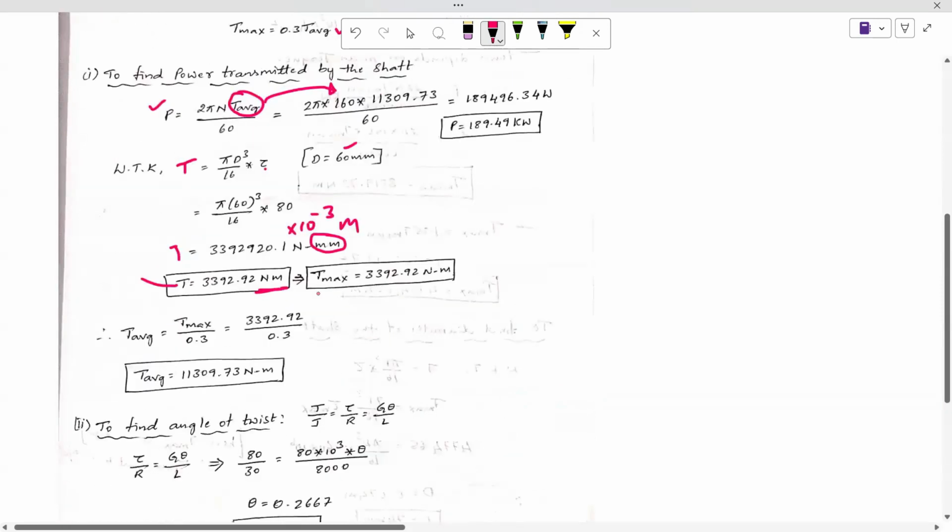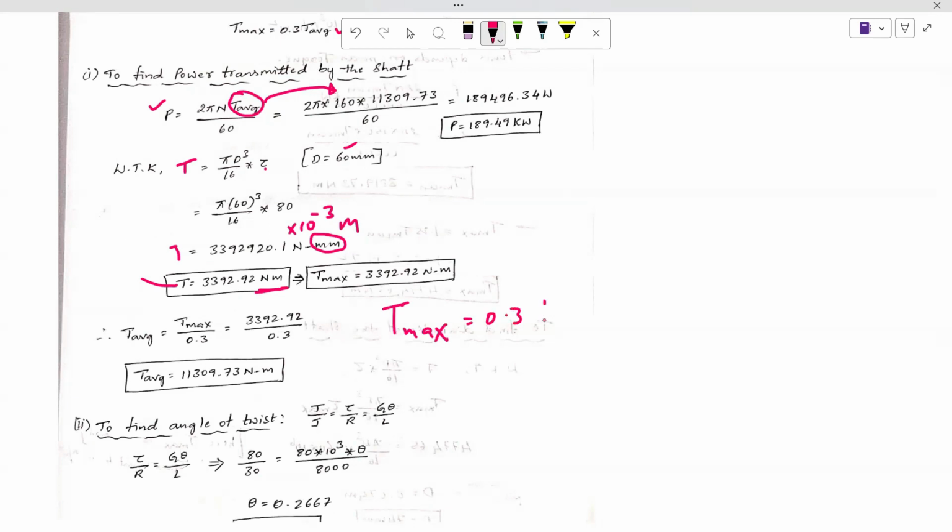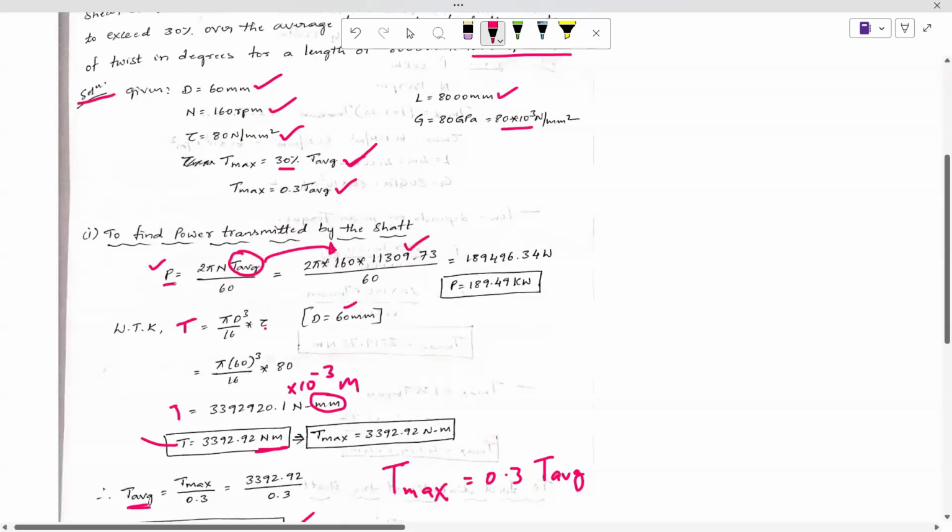Now, what will this torque become when substituted? You know that T max is equal to 0.3 times T average. So T average will be equal to T max divided by 0.3. T max is 3392.92, divided by 0.3. So the average torque is equal to 11,309.73. Now substitute this value here to find the power.